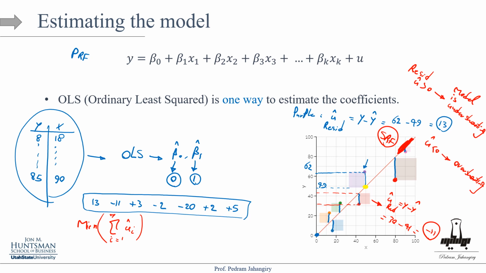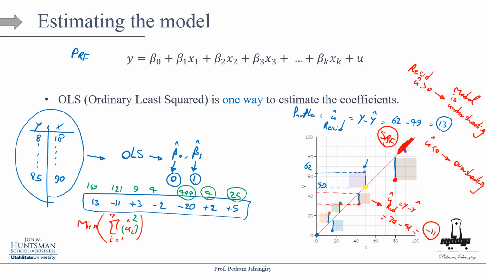We can square these residuals. Pay very good attention to what I'm doing here, because if I square these residuals, they're all going to be positive. So 13 to the power of 2, minus 11 to the power of 2, 169, 121, 9, 4, 400, 425. Then I add them up. As the name suggests, we're looking at a bunch of squares: 5 squared, 2 squared, minus 20 squared.